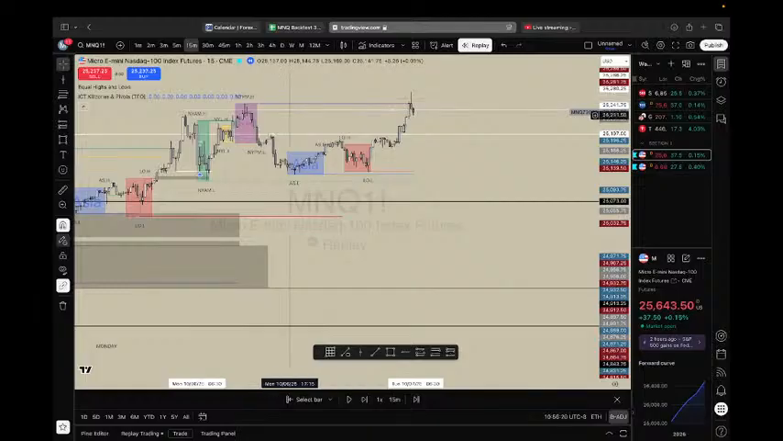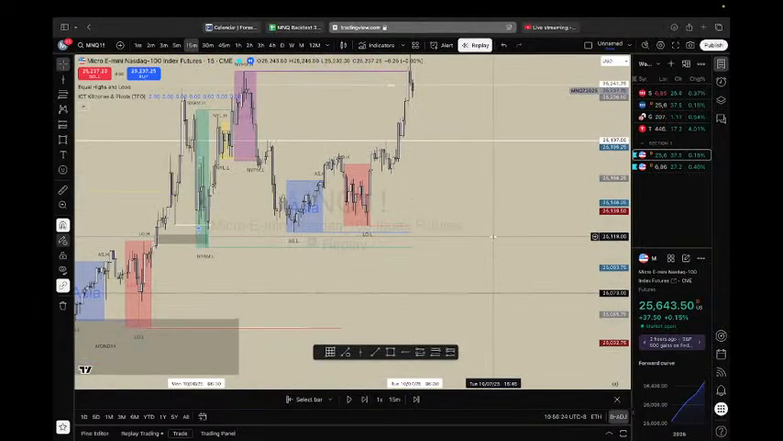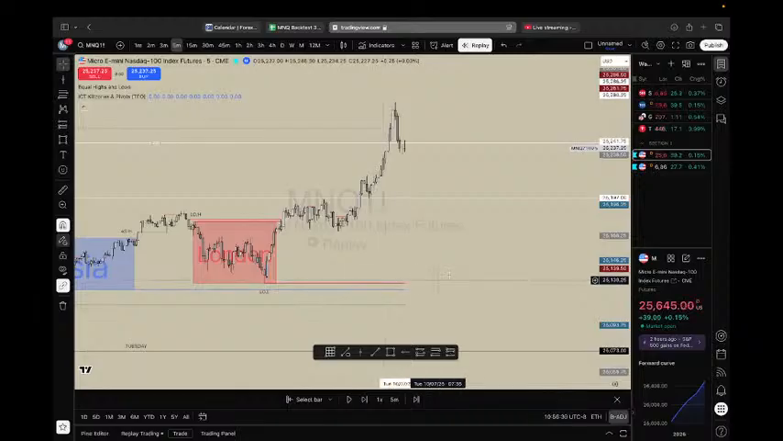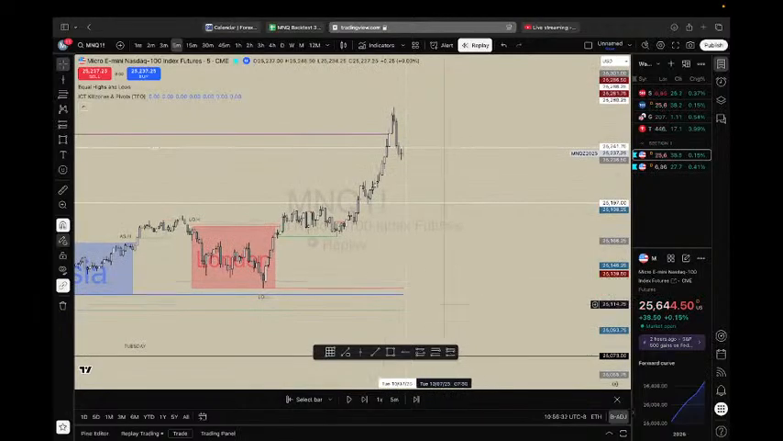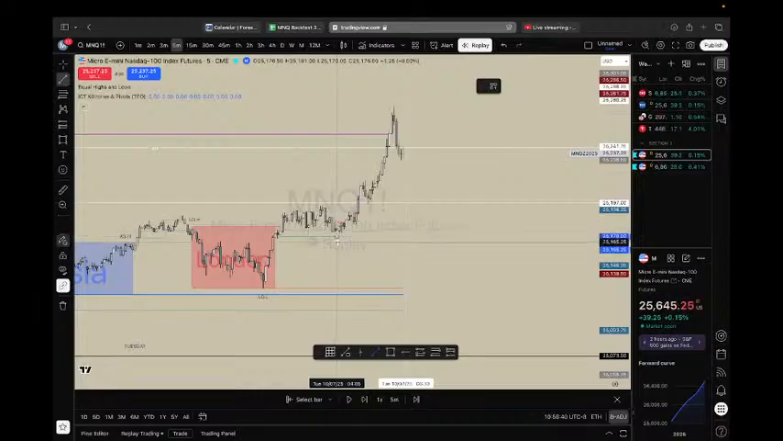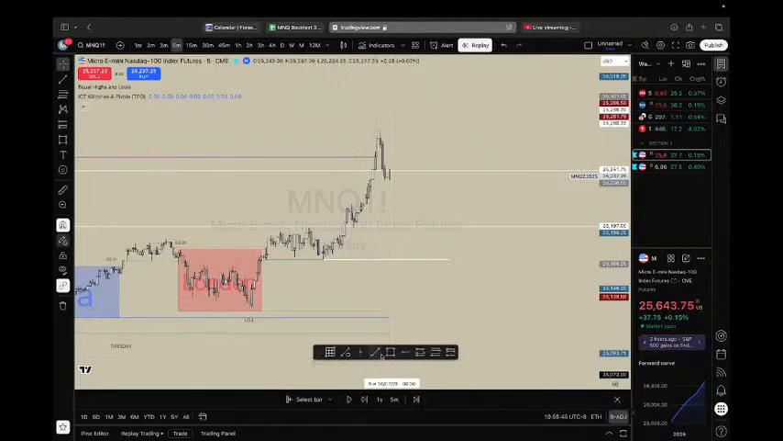We get a sweep of these highs. We get a 15-minute gap right here. It's probably a 30-minute gap and a 1-minute gap. But that's pre-market, so we'll just see what price has to offer. I'm gonna mark out some lows right here just so I don't have to do it later on. There's also one right here.